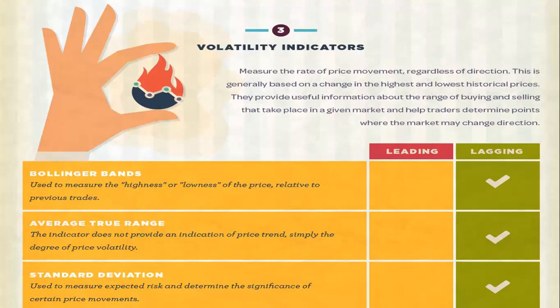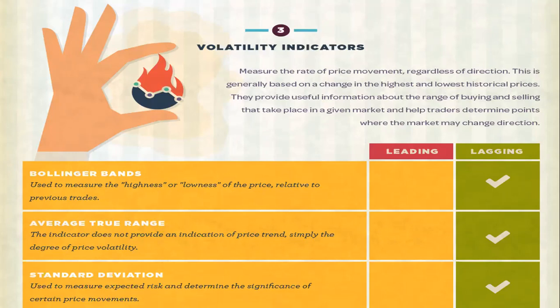So volatility indicators measure the rate of price movement regardless of direction. This is generally based on a change in the highest and lowest historical prices. They provide useful information about the range of buying and selling that takes place in a given market and help traders determine points where the market may change direction.